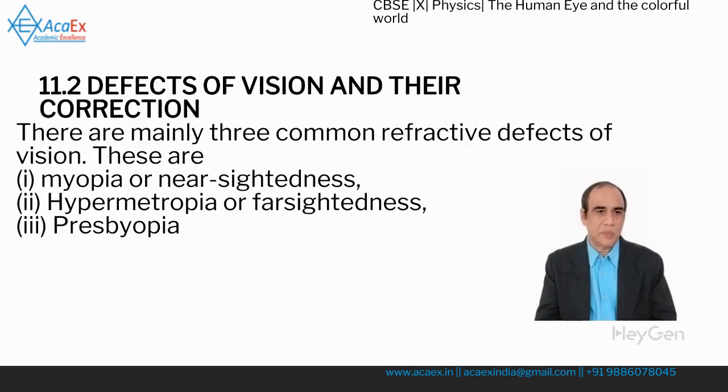Vision defects include myopia, hypermetropia, and presbyopia. Myopia, or nearsightedness, causes difficulty in seeing distant objects clearly. Hypermetropia, or farsightedness, affects near vision. Presbyopia is age-related, impacting the ability to focus on close objects. Each defect has specific corrective measures, such as lenses, to restore clear vision.